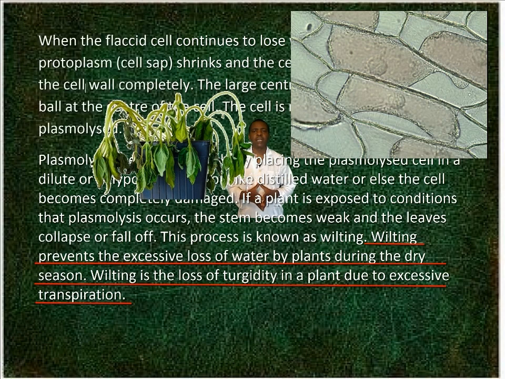Wilting prevents the excessive loss of water by plants during the dry season. Wilting is the loss of turgidity in a plant due to excessive transpiration.